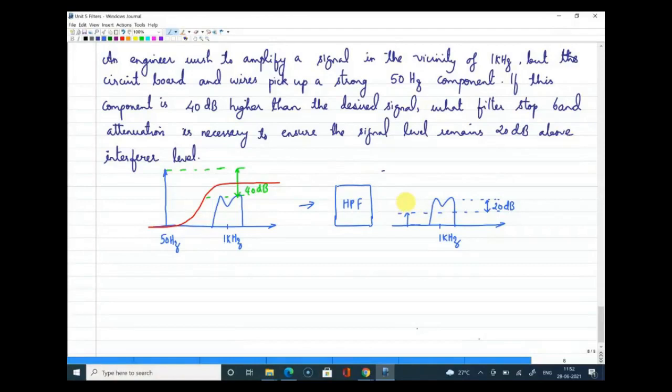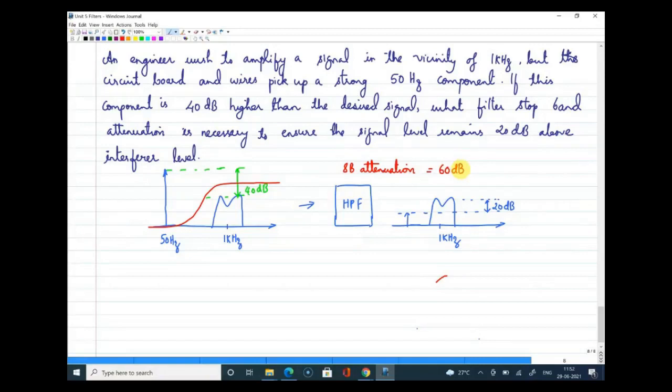I think, yes, Anushka, you have written 60. Any other answers? Amitesh, you have written 20. So how much should be the value? Any more answers? Or whether 60 dB is the required one? Yes, it is 60 dB, because you can see that the interferer is 40 dB above the desired signal. Now the desired signal should remain at least 20 dB above. That means the stop band attenuation should be minimum 60 dB. Very good. Yes, that's right.